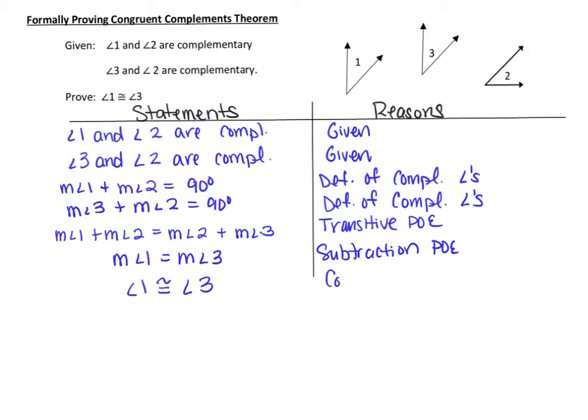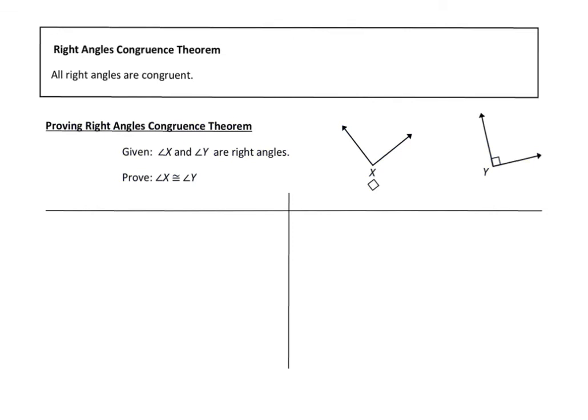And we can say congruent complements theorem. You can also say definition of congruent angles. This last one deals with right angles. So simply, all right angles are congruent. This one I think is just so easy. I can't believe that someone had to actually formally prove this because it seems kind of like common sense.